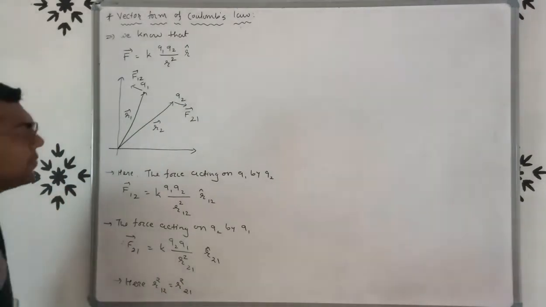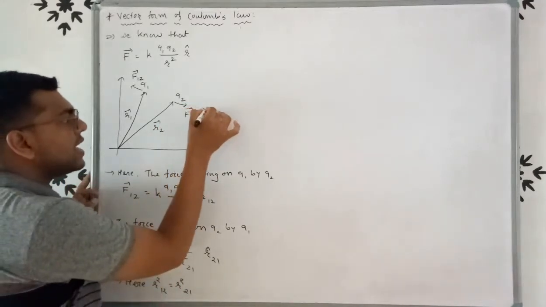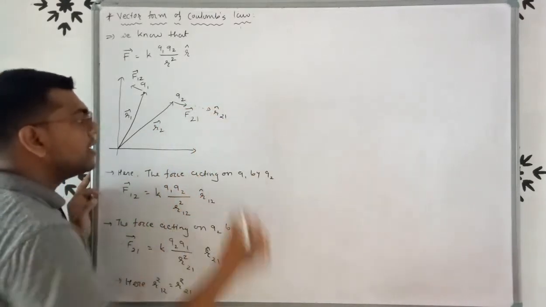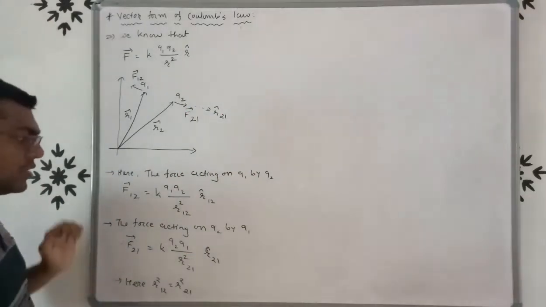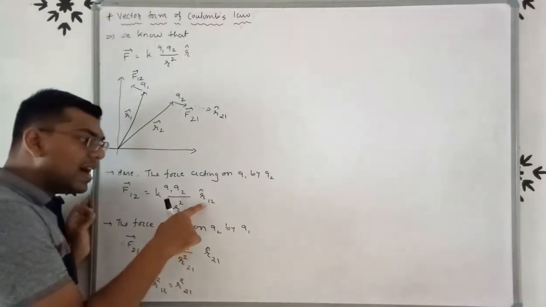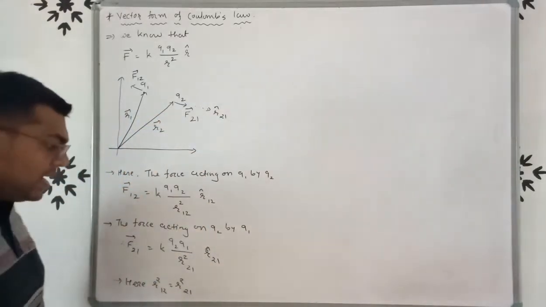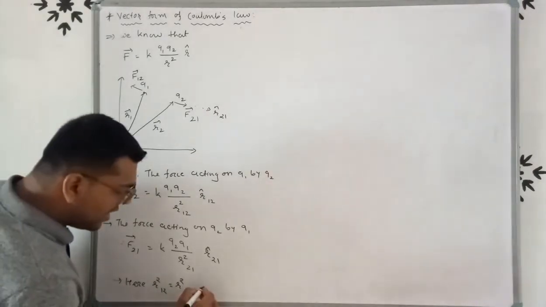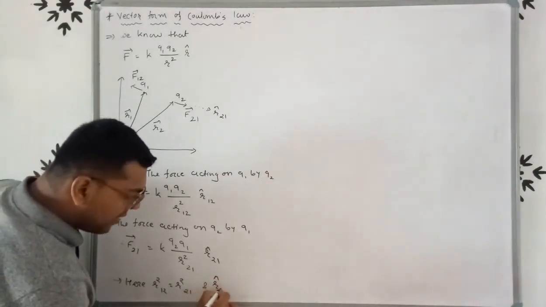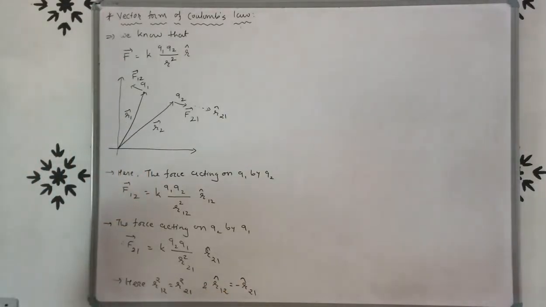So we can write that here R square 12 is equal to R square 21, right? But see here, this is the direction of F21, so this is the direction of R cap 21. And this is the direction of F12, so this is the direction of R cap 12. So here the directions of R cap 12 and R cap 21 are opposite, right? So R square 12 is equal to R square 21 and R cap 12 is equal to minus R cap 21, right?